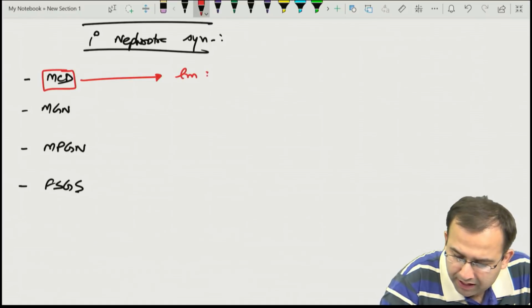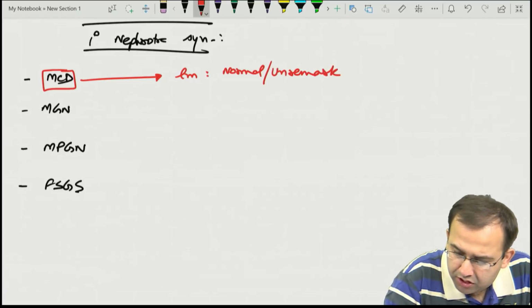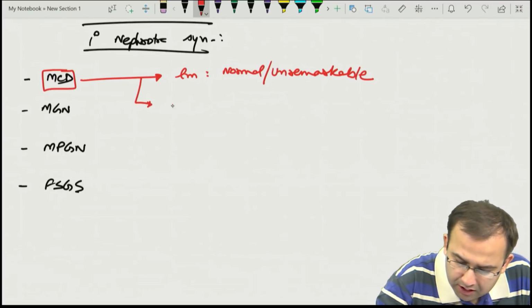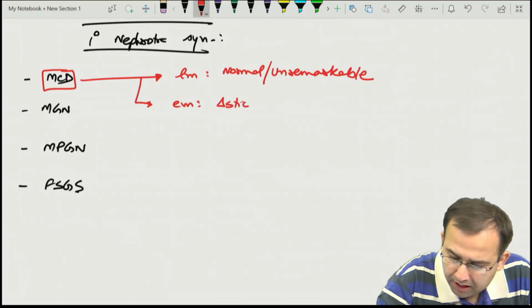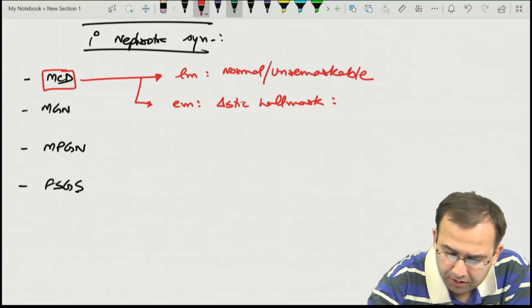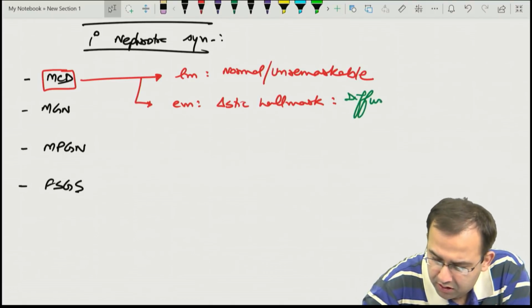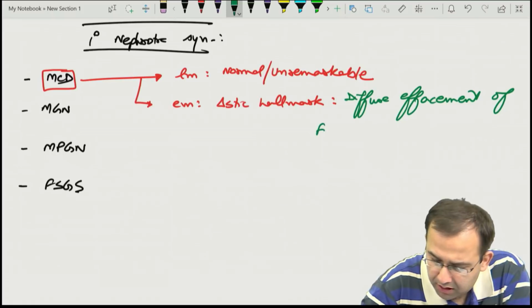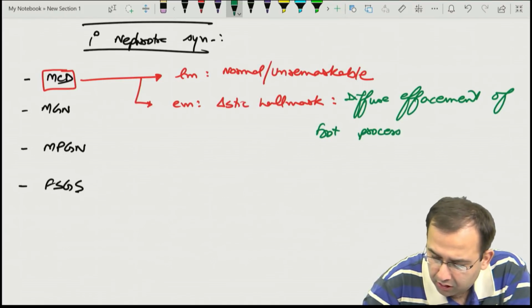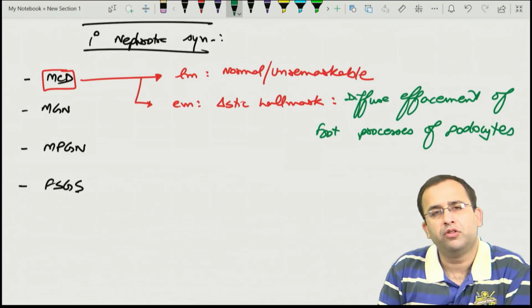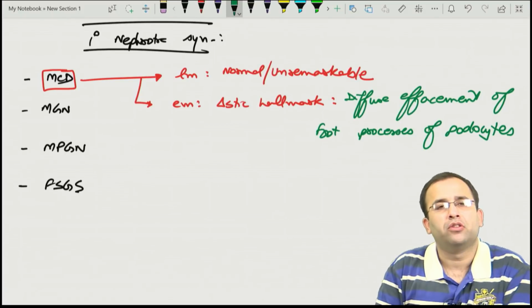Light microscopy is normal or unremarkable. That means there is no change. Diagnostic hallmark is electron microscopy, which shows diffuse effacement of the foot processes of podocytes.